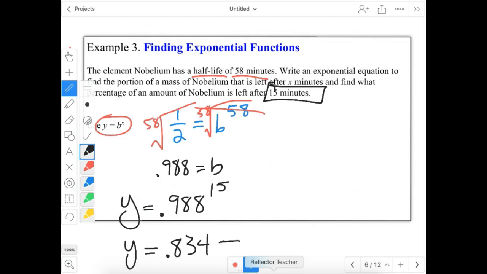Or if you're thinking of it as a percentage, 83.4% would be left over. Okay.